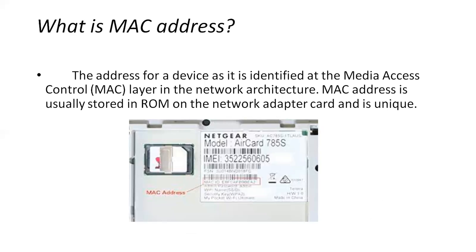What is a MAC address? The address for a device as it is identified at the media access control layer in the network architecture. The MAC address is usually stored in ROM on the network adapter card and is unique. A media access control address is a hardware identifier unique to each device on a network. Primarily, the manufacturer assigns it. They're often found on a device's network interface card and referred to as burned-in address, Ethernet hardware address, or physical address.